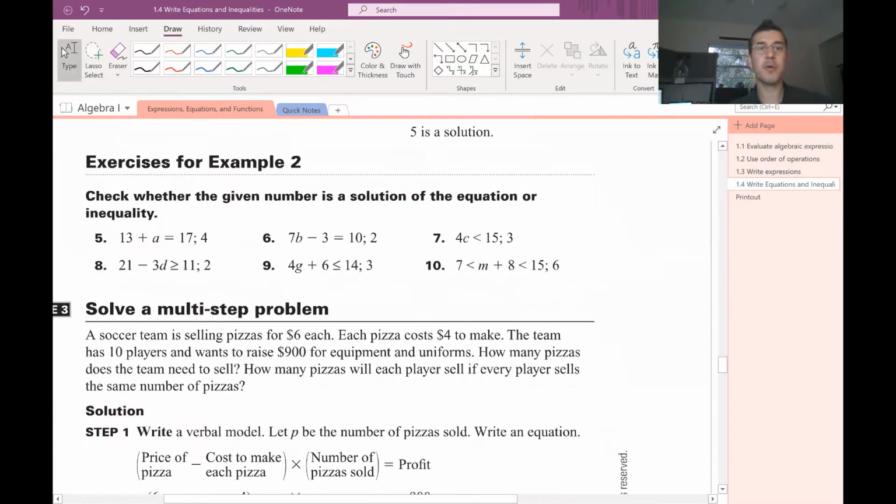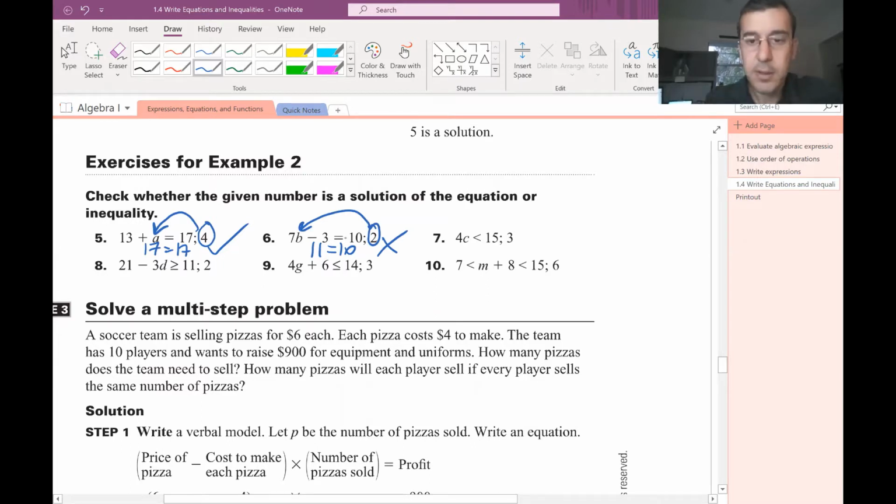Check whether the given number is a solution of the equation or inequality. So 4, we are substituting 4 for y. 13 plus 4 is 17, so 17 equals 17. So yes, 4 is a solution of the equation. 6, we're substituting 2 for b. 7 times 2 is 14. 14 minus 3 is 11. 11 equals 10 is not true. So 2 is not a solution to this equation.